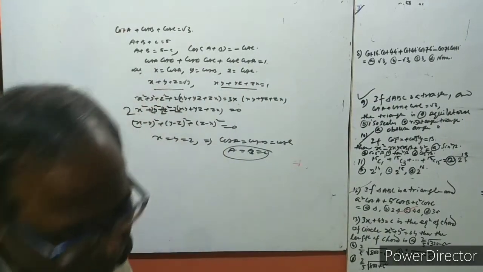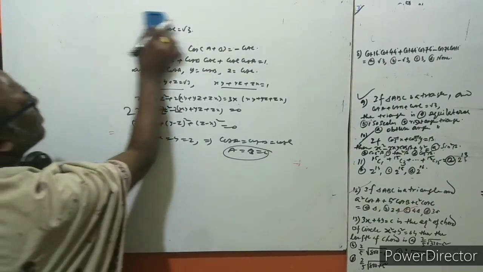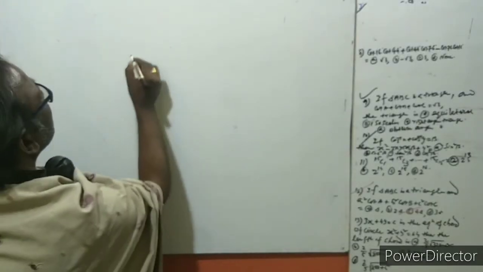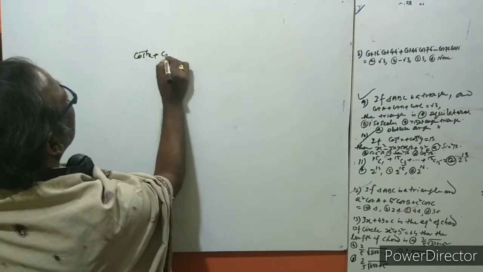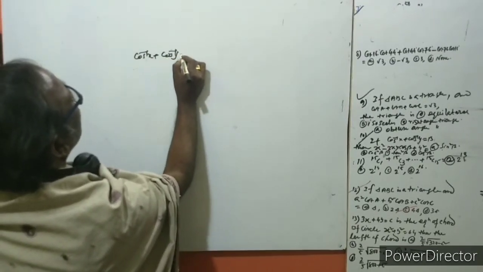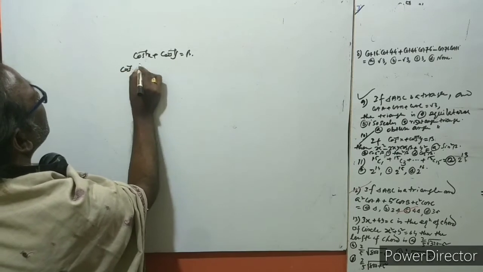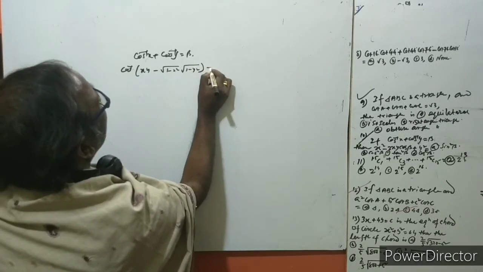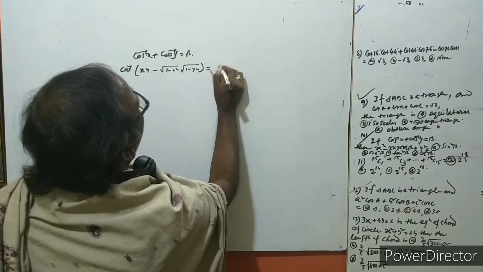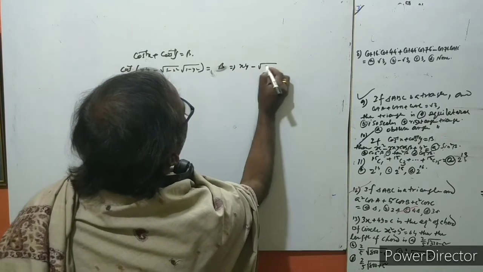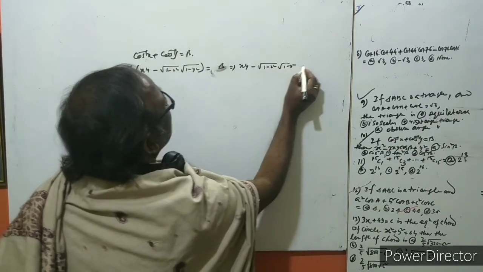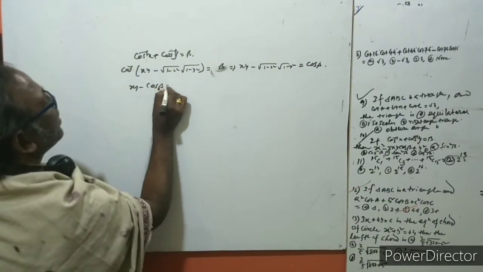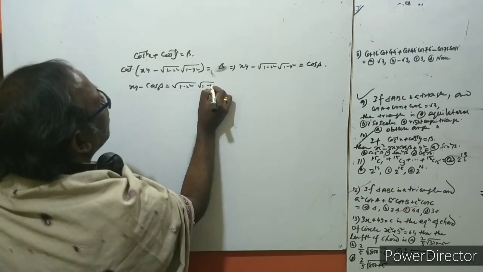Okay. Now for question number 10. Here we have cos inverse x plus cos inverse y equals beta. So cos inverse of (xy minus root over (1 minus x square)(1 minus y square)) equals beta. So you can write xy minus root over (1 minus x square)(1 minus y square) equals cos beta. So xy minus cos beta is equal to root over (1 minus x square) times root over (1 minus y square).